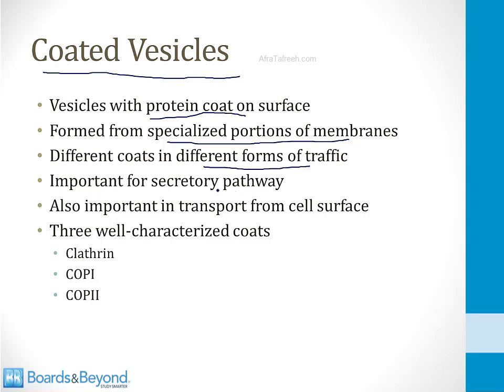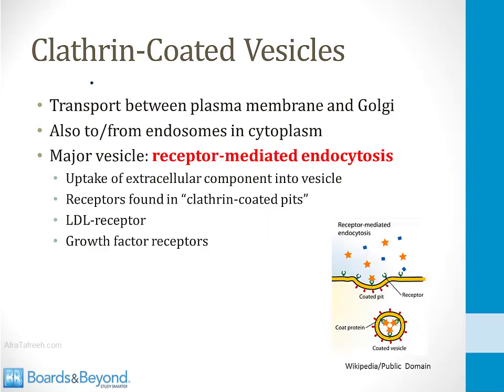This is important for directing proteins along the secretory pathway. It's also important in transporting things from the cell surface. And there are three vesicle coats that have been well characterized that you should know for the Step 1 exam. The first one is clathrin, and the other two are COP1 and COP2. Clathrin-coated vesicles are important for transport of vesicles from the plasma membrane to the Golgi apparatus. They're also found on vesicles going to and from endosomes in the cytoplasm. And then they're very important for vesicles that are involved in receptor-mediated endocytosis.